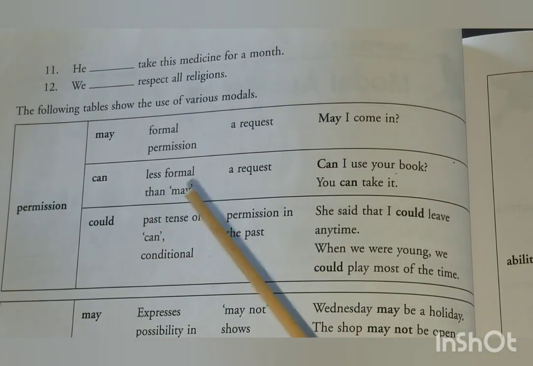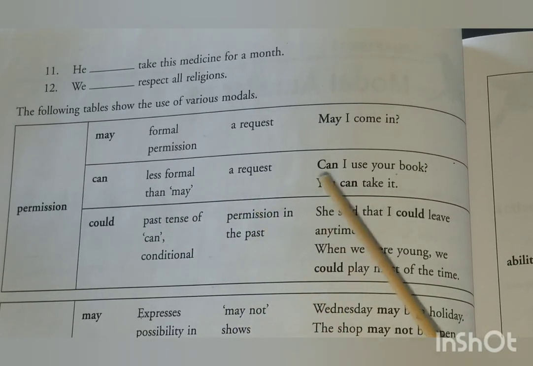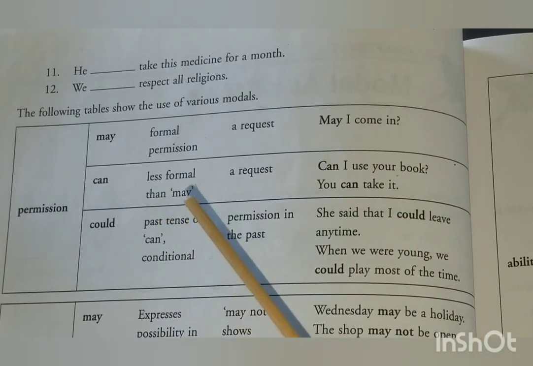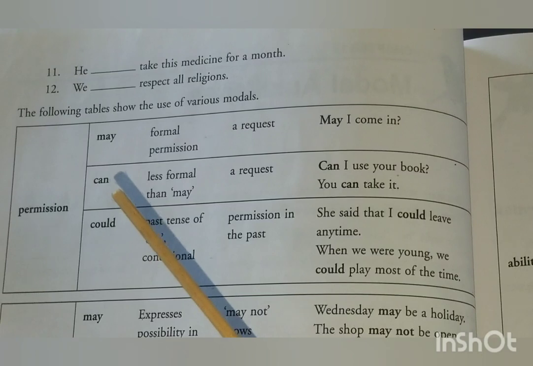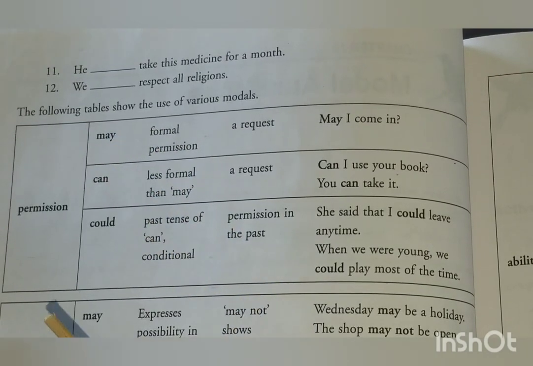Can is less formal than may. You can use it easily. A request, can I use your book? You can take it. Can is less formal. Normally you can use this model, but for formality you have to use may.